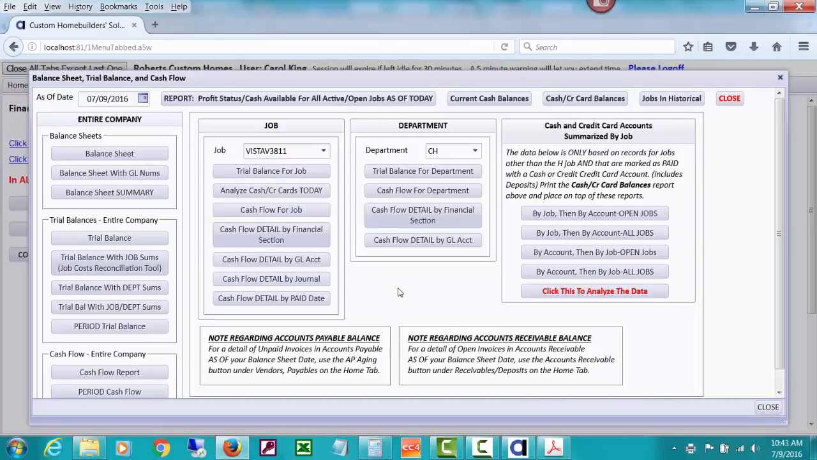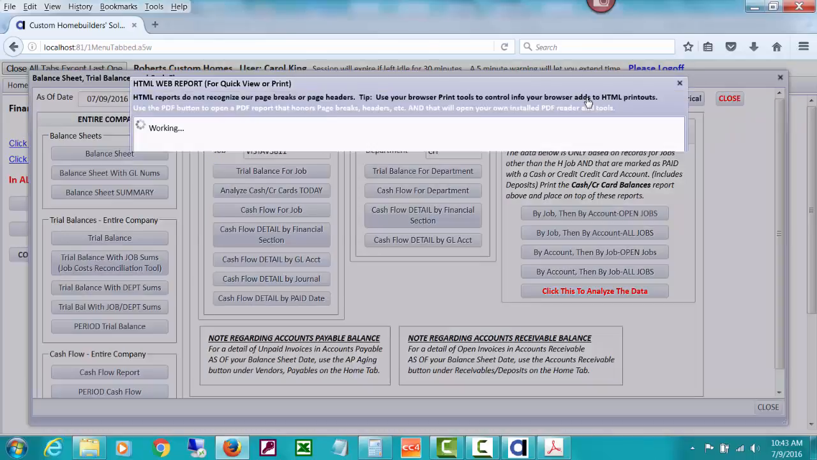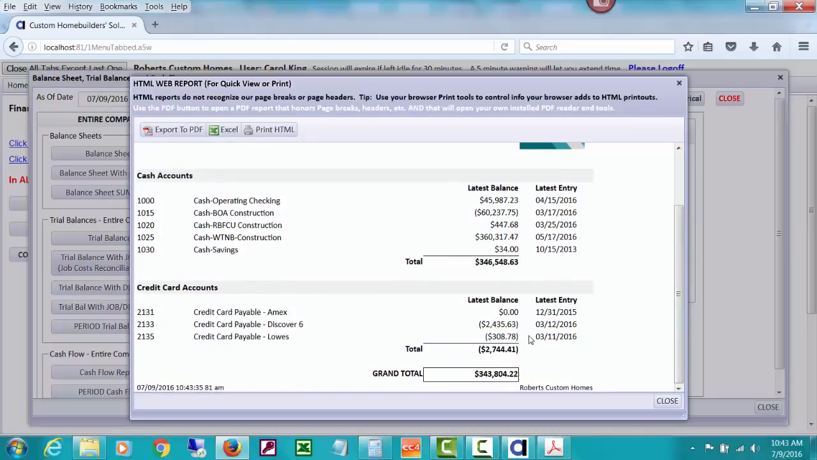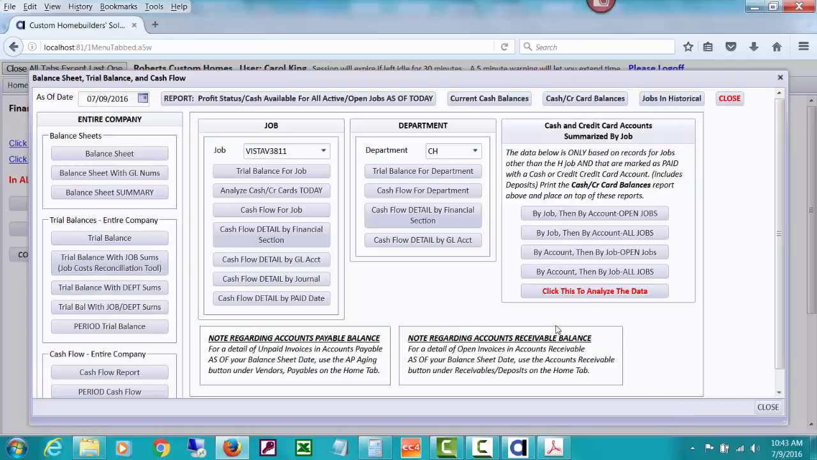Excuse my cough there. But I think you get the general idea of how CHS can produce cash flow reports and how it can show you what's happening by job in your cash accounts. Another button which I didn't do is the cash balances. There's all your cash accounts, and there's your credit card accounts, just to show you the balances in those.